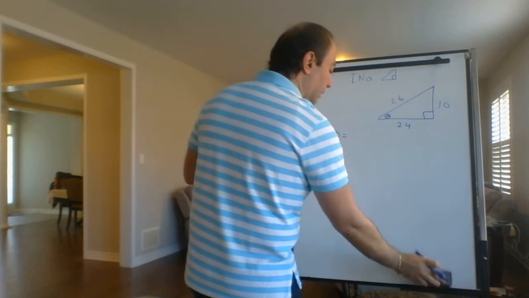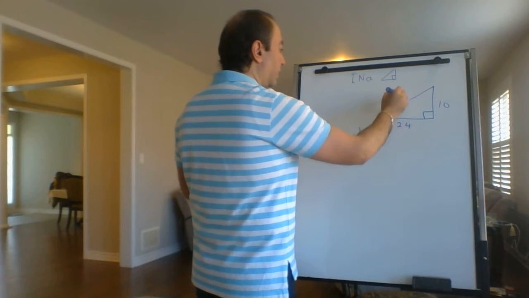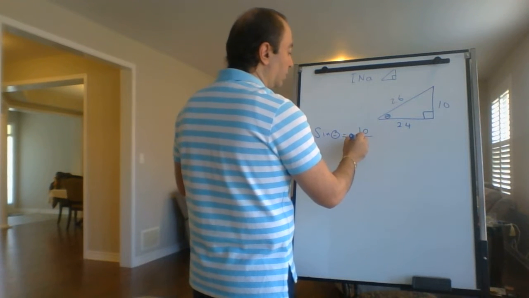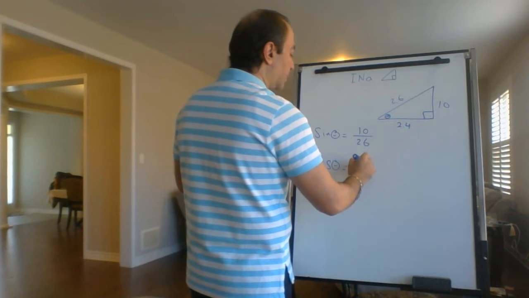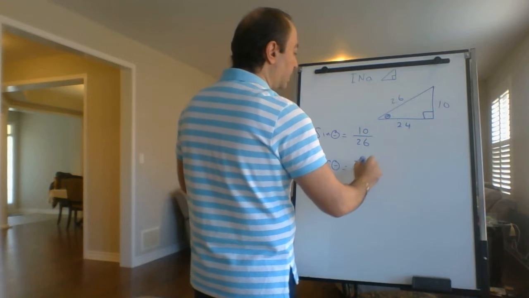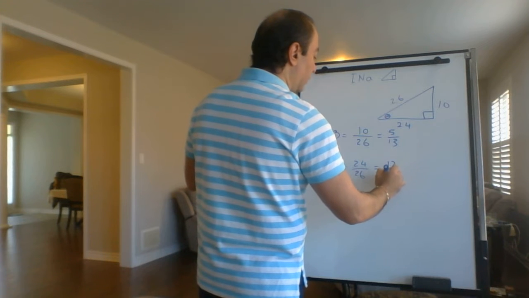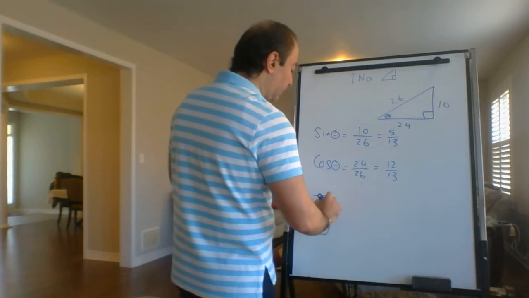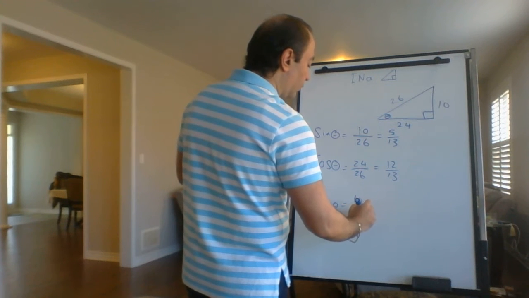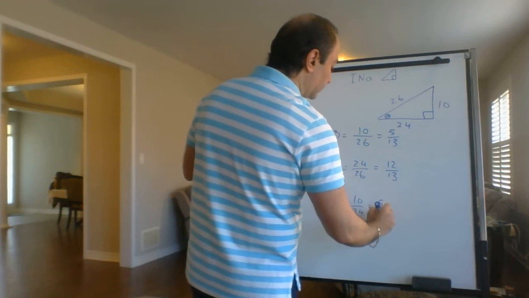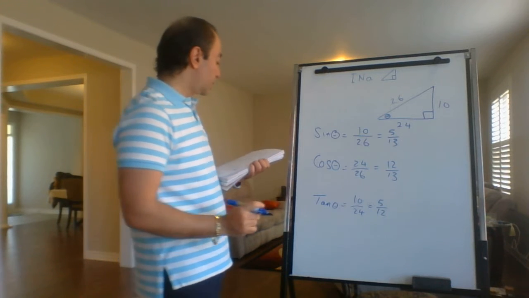So sine theta, the trig ratio, is the opposite over the hypotenuse, and cosine theta will equal the adjacent over the hypotenuse, and we can simplify this to make it 5 over 13, and we can simplify this and make it 12 over 13. And if we want to find tan theta, it will be the opposite over the adjacent, which is 10 over 24, which is 5 over 12. So this is how we find the three trig ratios.